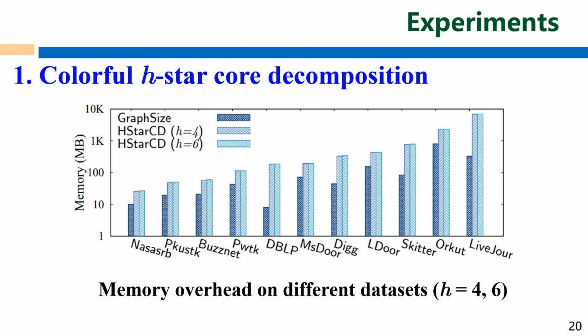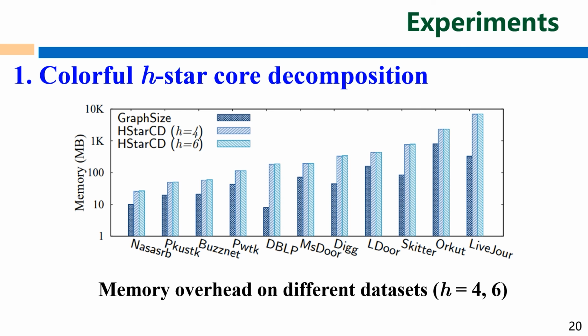We evaluate the memory usage of our algorithm on various datasets, for H equal to 4 and 6 respectively. We can say that the memory cost of our algorithm is insensitive with regard to H values on all datasets. This is because the space complexity is dominated by OM.